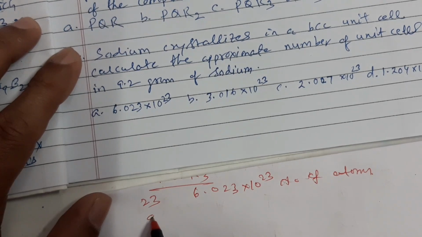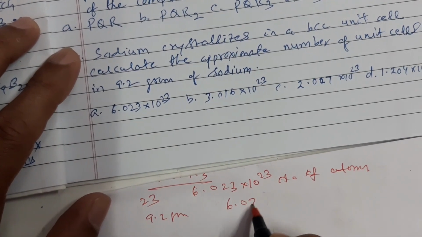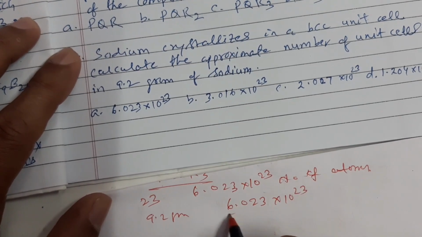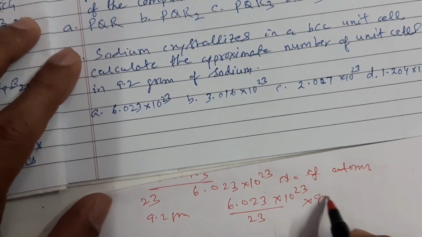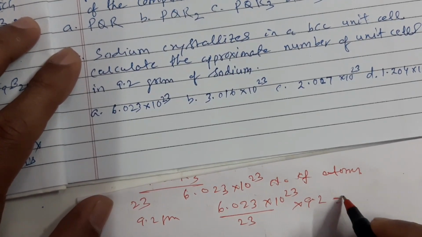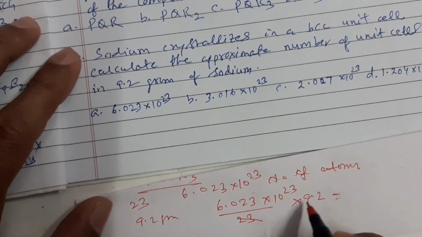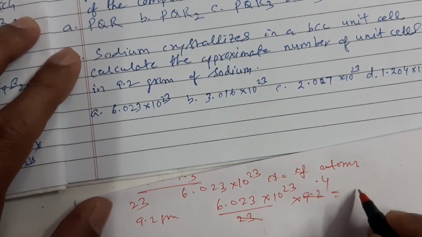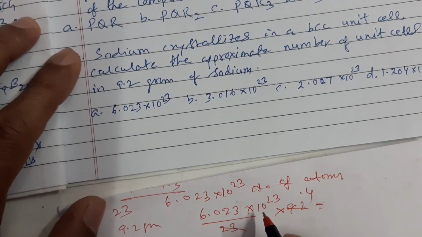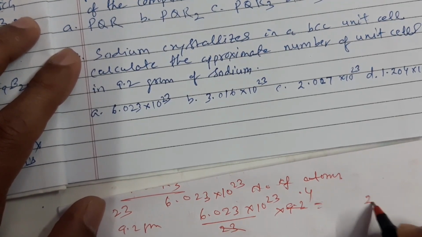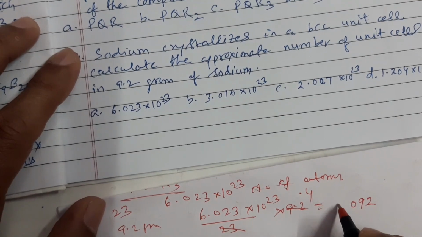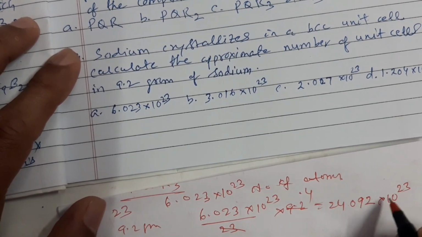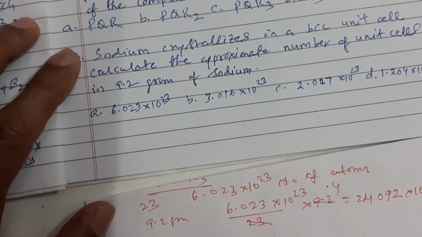Then it is given 9.2 grams. So 6.023 multiplied by 10 to the 23 divided by 23 multiplied by 9.2 gives 0.4, so the number of atoms is 2.4092 multiplied by 10 to the 23.